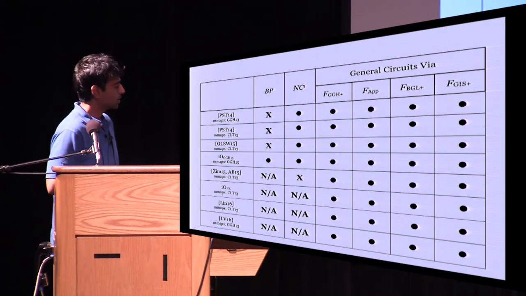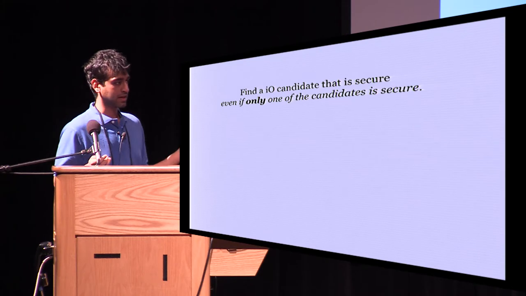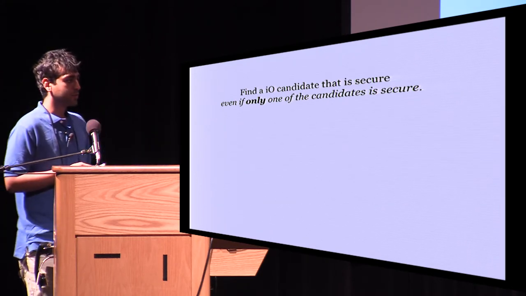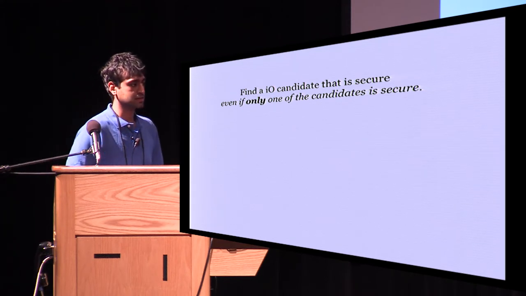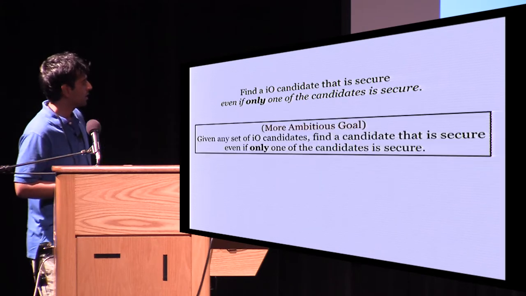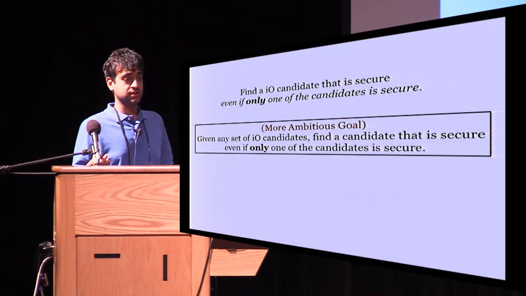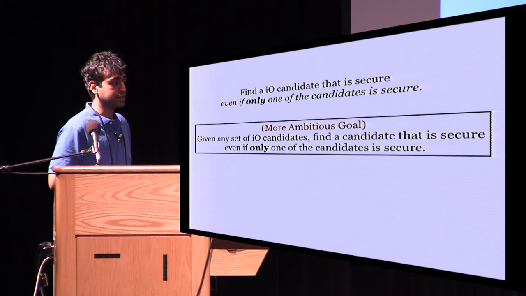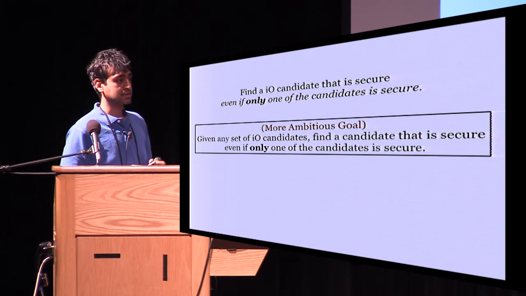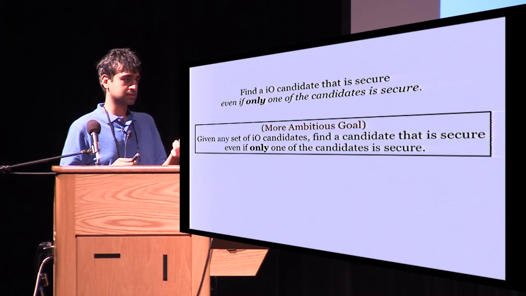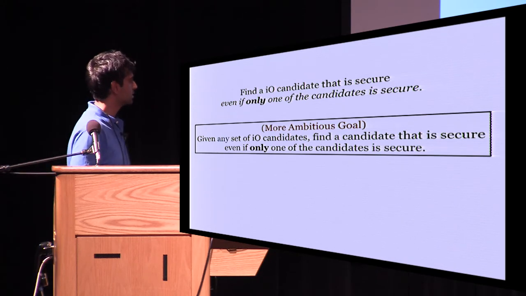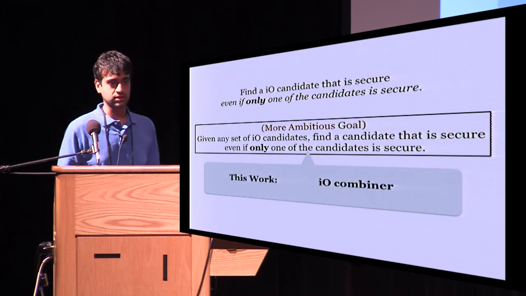Now that we have so many candidates that we don't know whether they are broken or not, we want to find a candidate that is the most secure among all of them. Perhaps a more ambitious goal is, if you give me a set of I/O candidates, I need to find an I/O candidate that is secure as long as there exists an I/O candidate in your set that is secure. This is what we will call an I/O combiner.